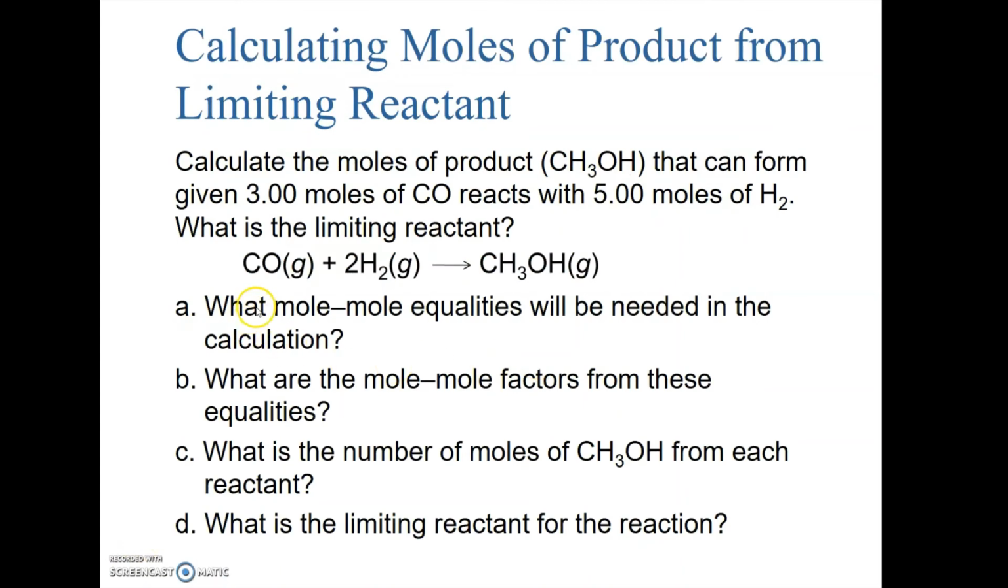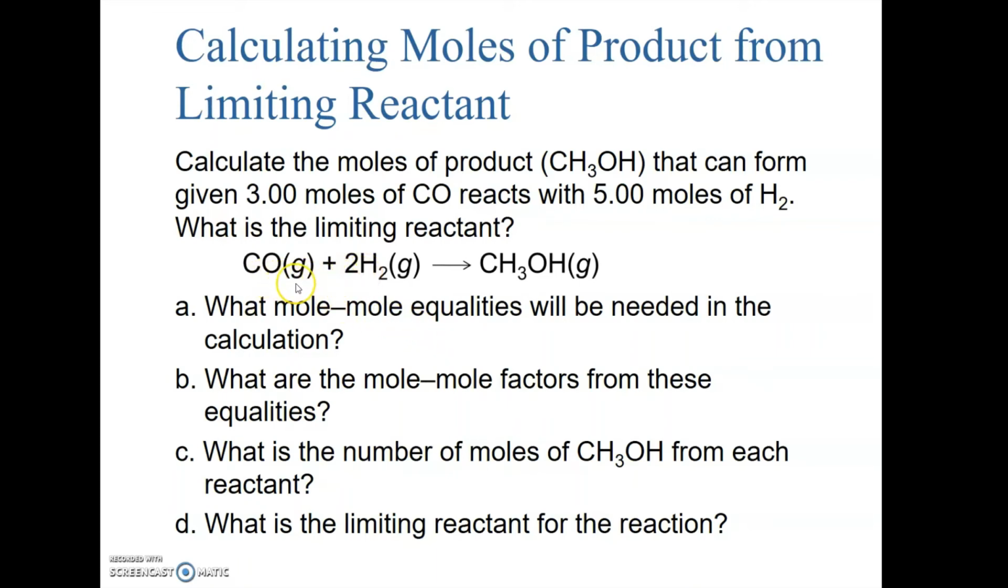In this problem, we are given the number of moles of carbon monoxide and the number of moles of hydrogen, and we are asked to calculate the number of moles of CH3OH. Since we are given the number of moles of more than one reactant, it means one of them is the limiting reactant, and the other one is the excess reactant.